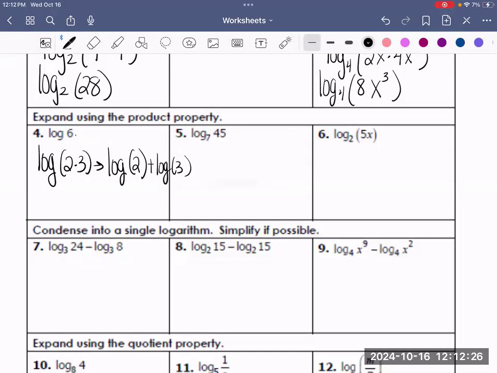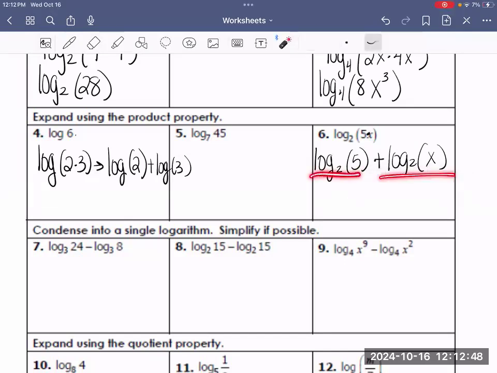Let's try it again with number 5, and then again with number 6. Log base 2, we have 5 times its variable. So we have log of 5 plus log 2 times x. So anywhere there would be multiplication, we're going to break up your logarithms between the addition.